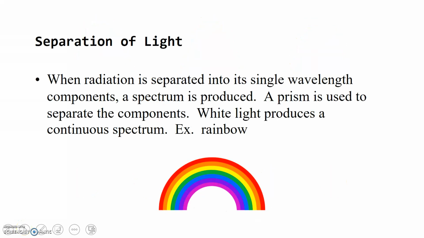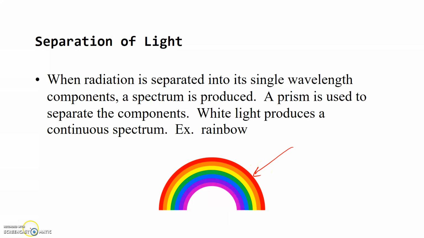So we can also separate light. When radiation is separated into single wavelength components, a spectrum is produced. A prism can be used to do that. We can also use a diffraction grating. And when we use white light, we'll produce a continuous spectrum, and a rainbow is a continuous spectrum.